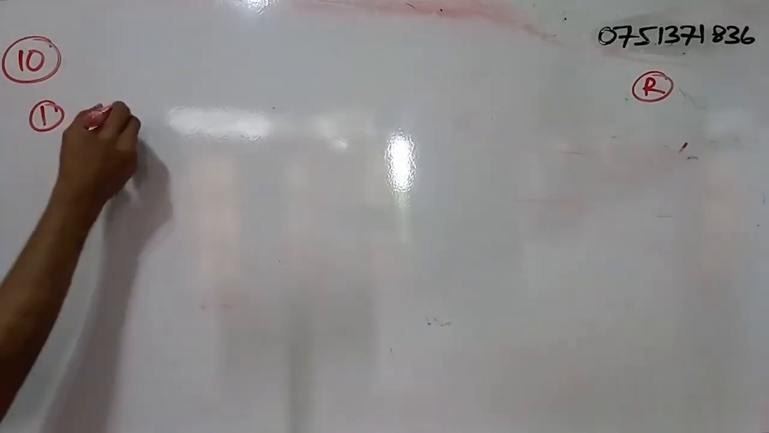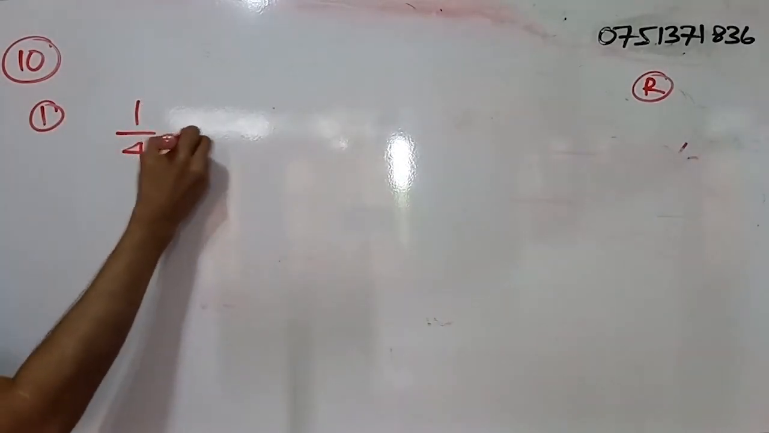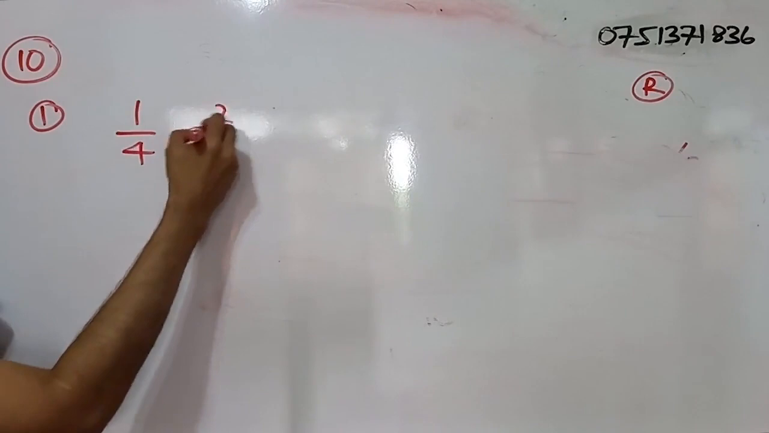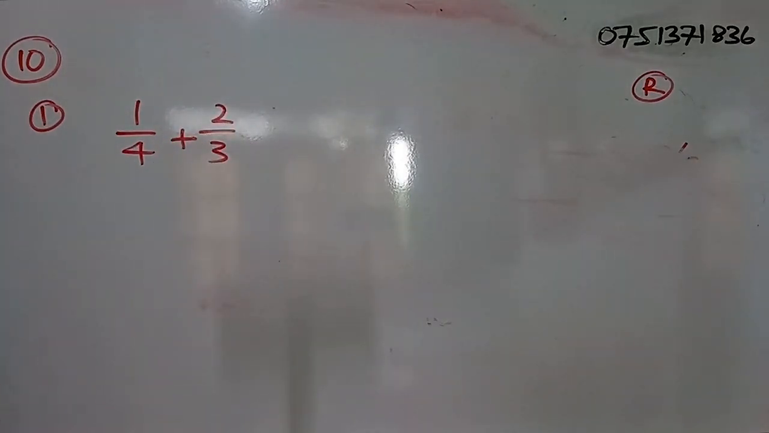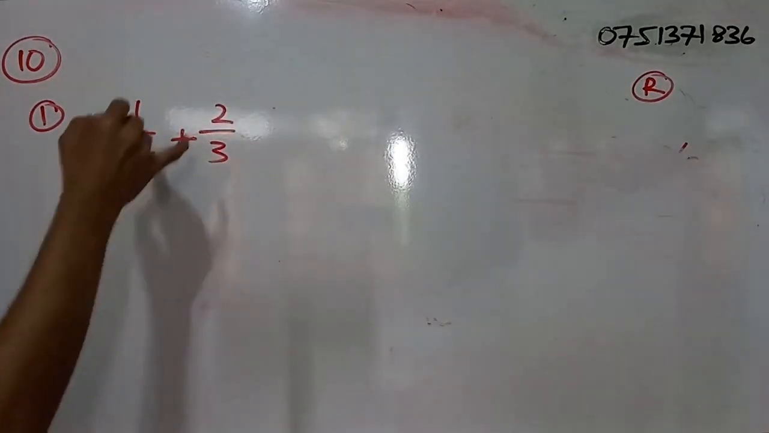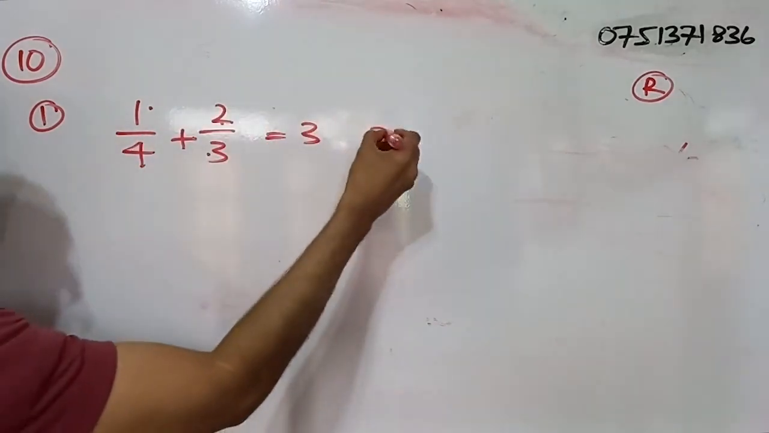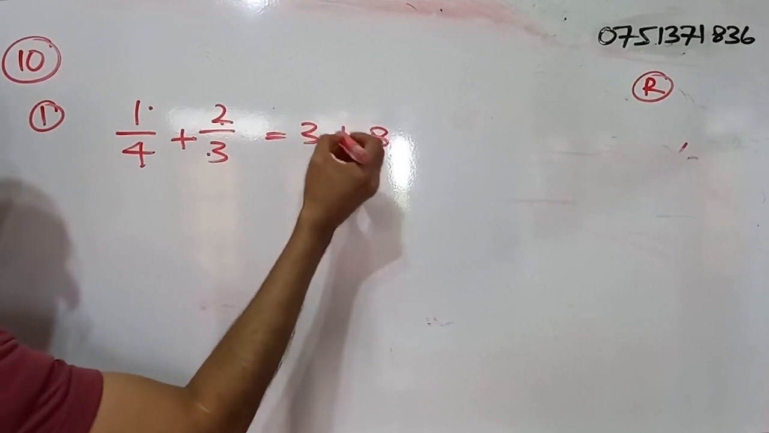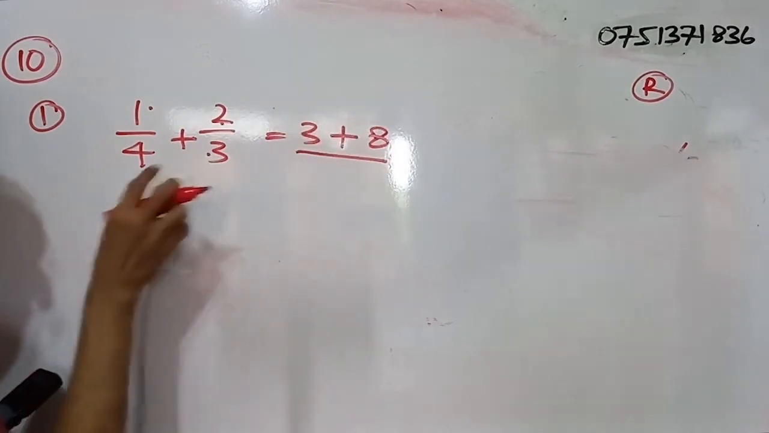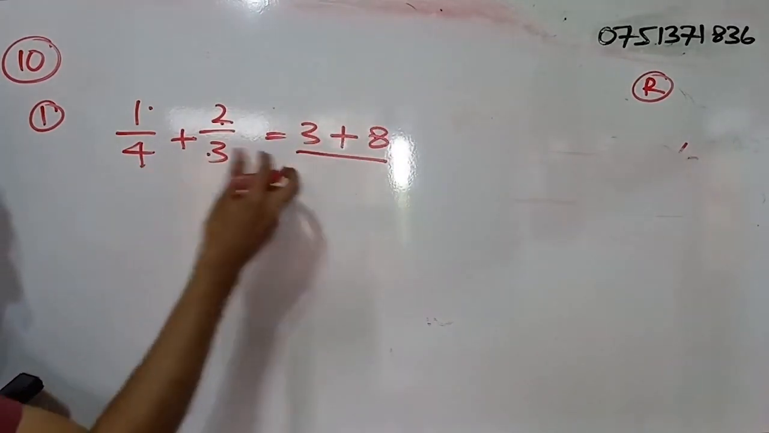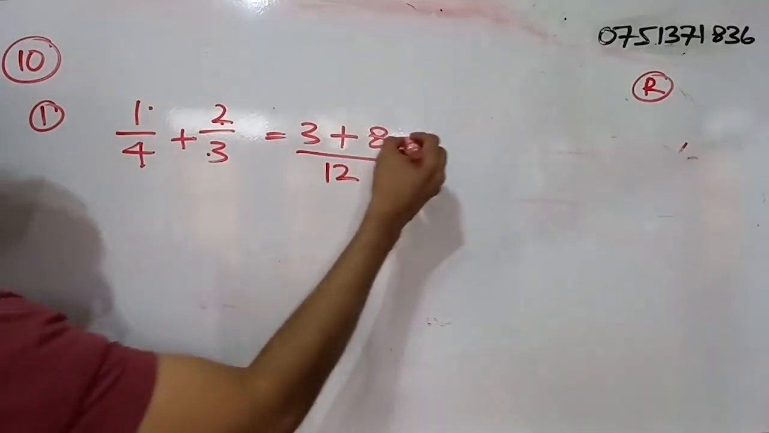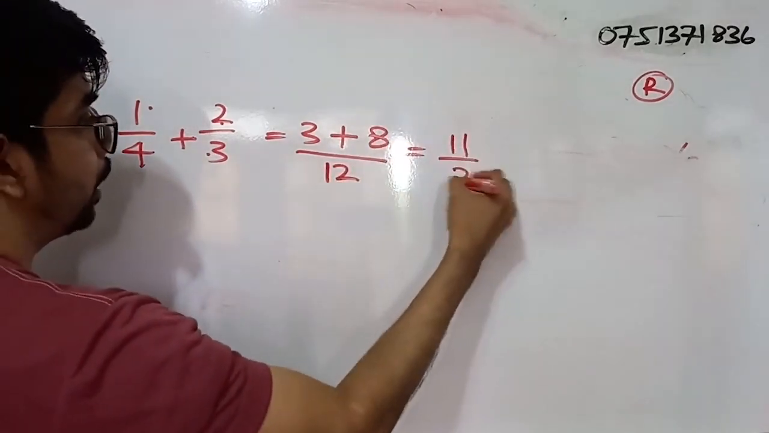So what do we have to do? We have to add these two fractions, no? 1 by 4 to 2 by 3. So we can use a short method. 1 times 3, we get 3. 4 times 2, we get 8. Then we have to add them together, 3 plus 8. Then what will be the denominator? 4 times 3, that is 12. So we get 11 by 12.